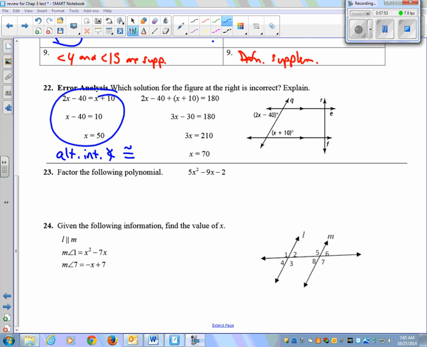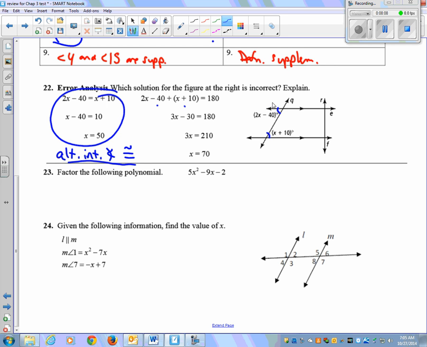Okay, error analysis. Here they have this diagram. These are alternate interior angles, so they need to be set equal to each other since alternate interior angles are congruent. Here they have them adding up to 180, which is not the correct way to do that one.